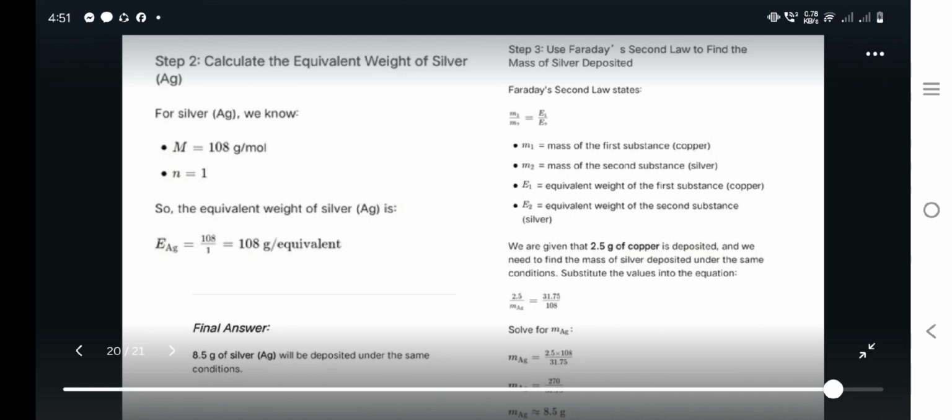So solve for the M, which is for the Ag, is equals to, so just cross multiply the 2.5 and the 108, then copy the 31.75. 2.5 times 108 is equals to 270 over 31.75 is equals to 8.5 grams of silver will be deposited under the same conditions.